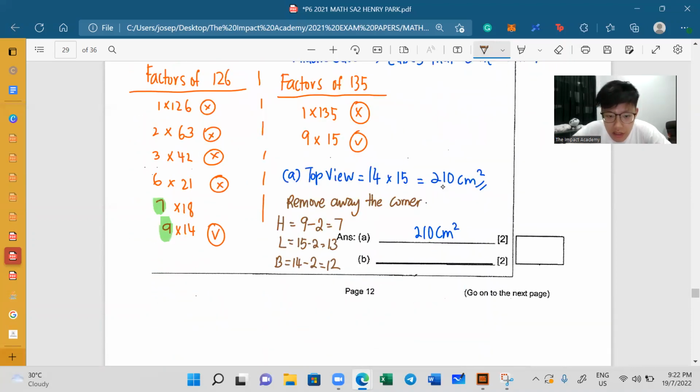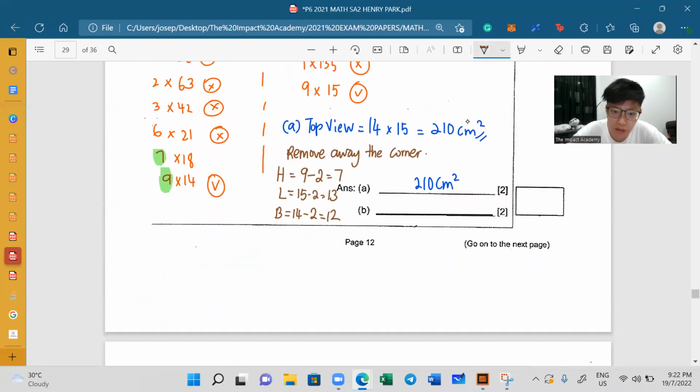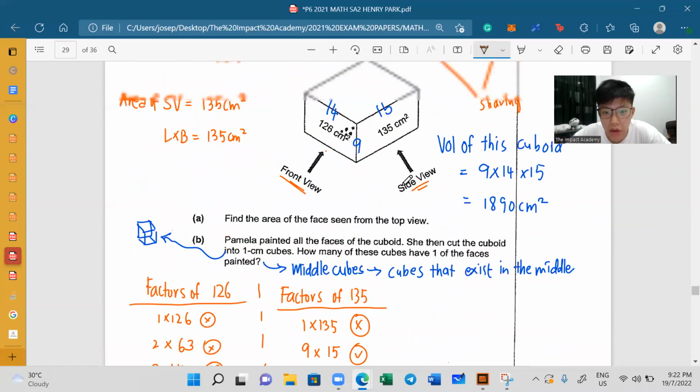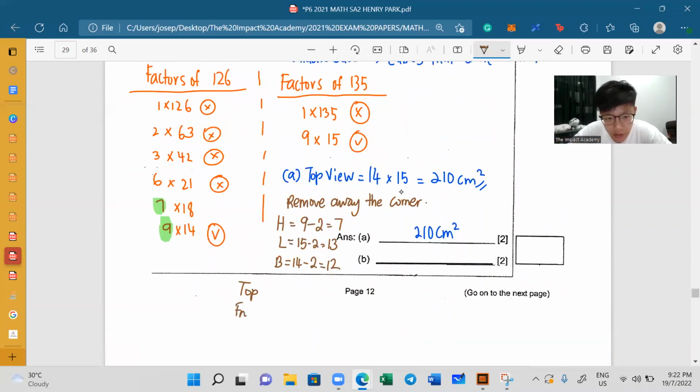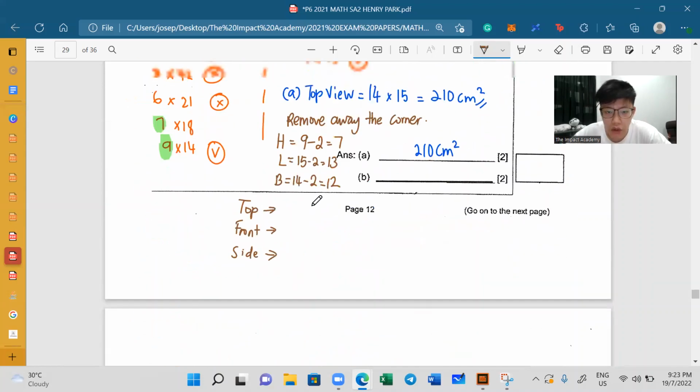So what I want to do now is I will do 7 times 13 times 12. No, wait, because I will be removing this, right? I have to remember what I want to do. Instead of doing it that way, I want to start from the top, and then I will go with the front, and after that, finally, I'll go with the side. Let's find out how many cubes actually exist in the middle. So I will have to do it part by part.